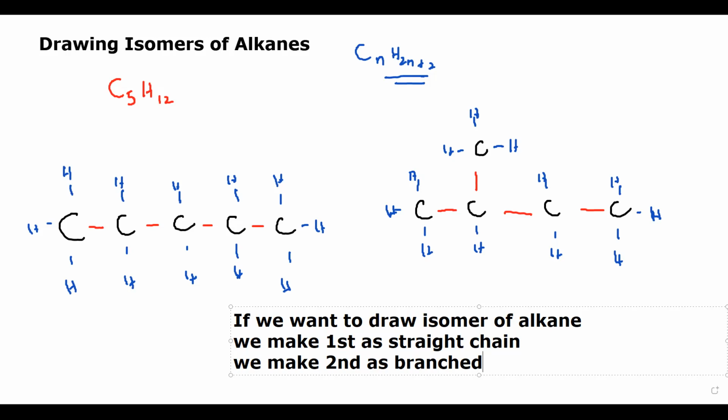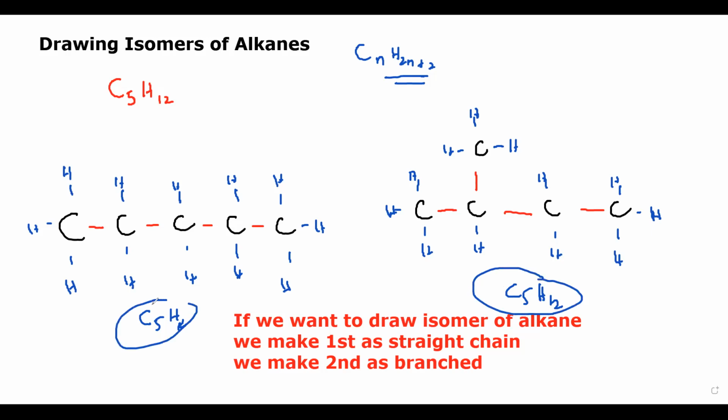And how can you identify whether you made the right structure? Just count the number of carbon atoms and the number of hydrogens. That should be the same in both isomers. So when I count here, I have 5 carbon and 1 2 3 4 5 6 7 8 9 10 11 12 hydrogen, so C5H12. And when I count this one, 1 2 3 4 5, so C5, and 3 6 9 10 11 and 12, so C5H12. So they should have the same molecular formula, but their structures will be different. When compounds have the same molecular formula and different structure, we call them isomers.